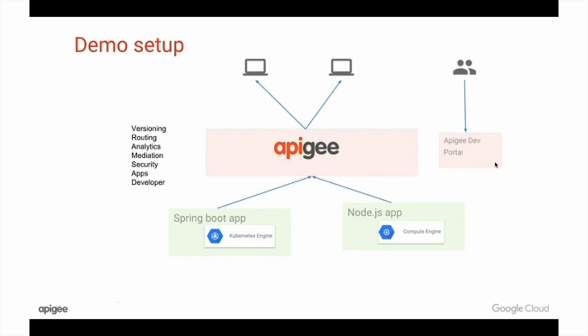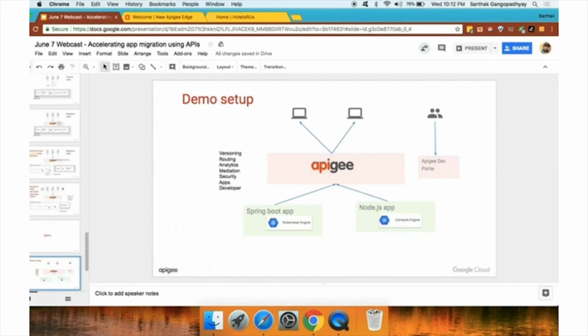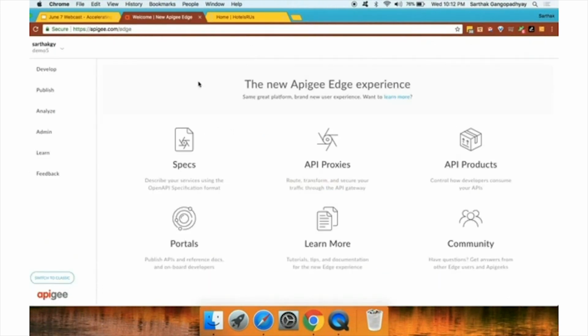And you have a developer portal. This is where your developers are coming in to understand and learn about those APIs and to get access to those APIs, and so on and so forth. So with that, let me jump into the Apigee console. This is what we call the management UI. When I log in, I have a few different menu items here, from something called spec to API proxies to products to portals. We are going to spend some time looking at API proxies.